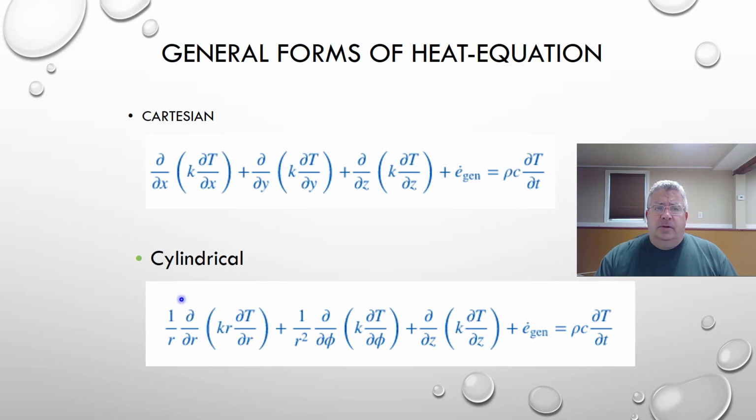But in the cylindrical, there's an extra term here. It's 1 over r squared, and the z term doesn't have that. We're leaving open the possibility for thermal energy generation, and they both have the unsteady term where we allow the temperature field to vary as a function of time.